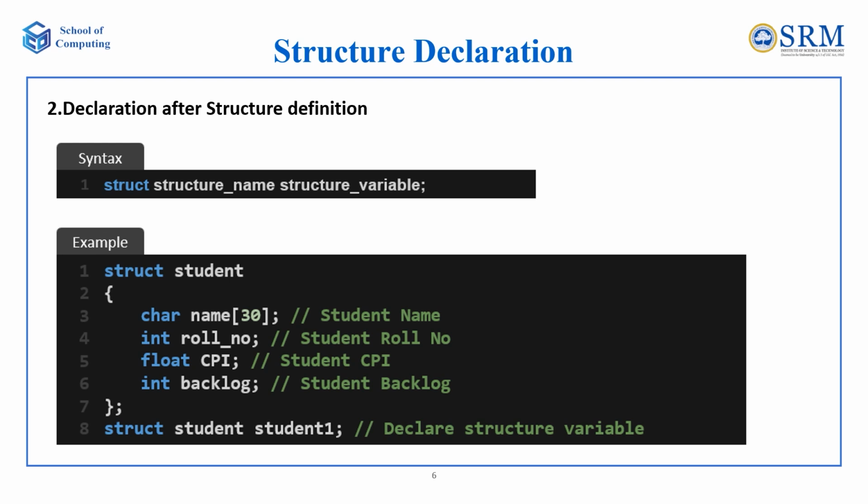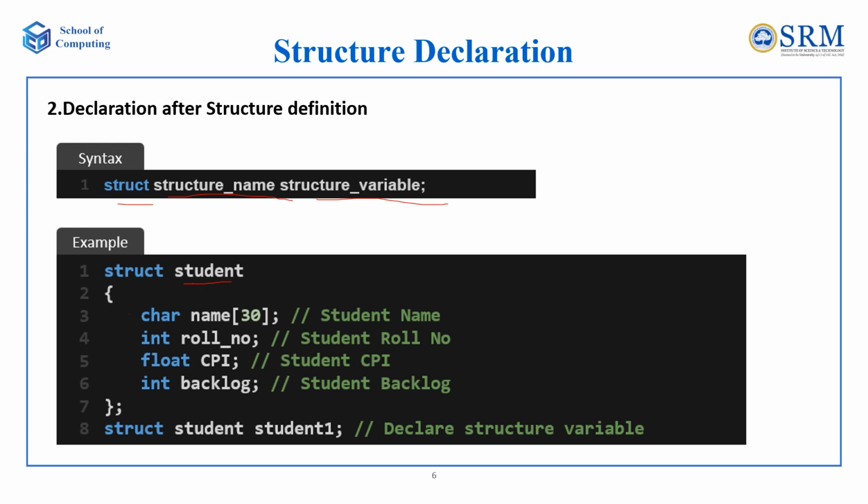And next is how to declare the structure variable after the structure definition. So this is the syntax. struct is a keyword followed by the structure name and the structure variable name, ending with a semicolon. So take up this example. Student is the structure. For the structure student, name, roll number, CPI, backlog, all these are the structure members. And we have ended the structure definition.